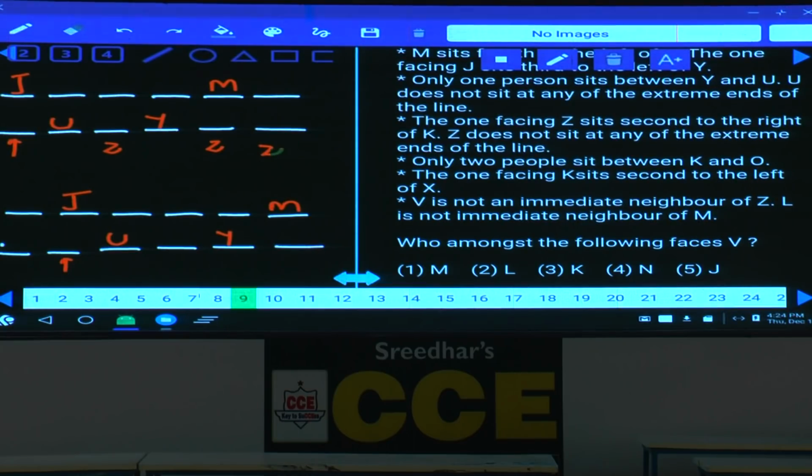If Z is here, then what happens here? Then K and M must be in the same place, which is not possible. Then what is the only possibility here? Z at this place. If Z is here, the one facing Z sits second to the right of K, K must be at this place.